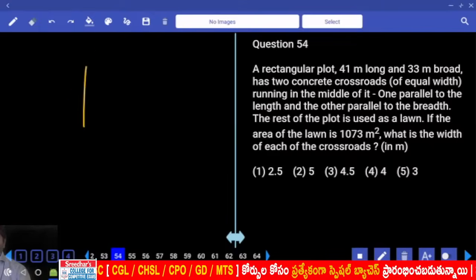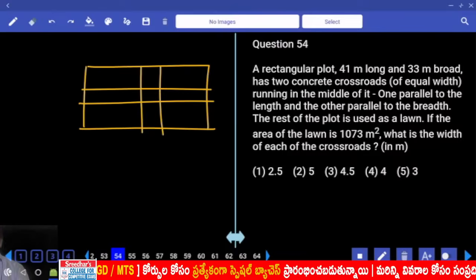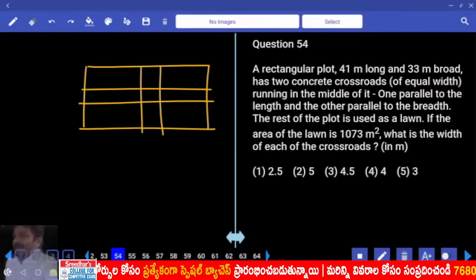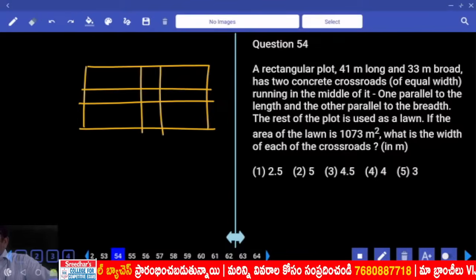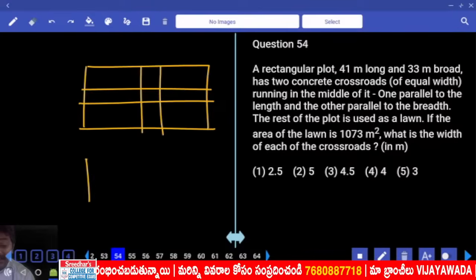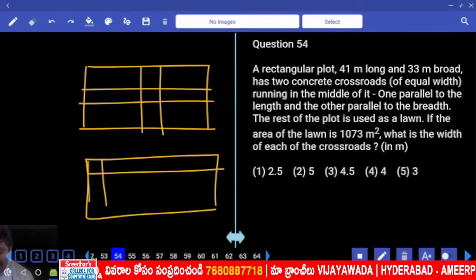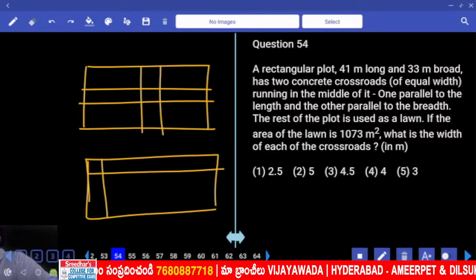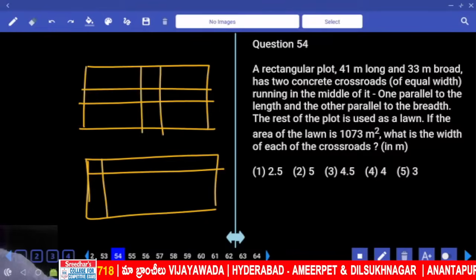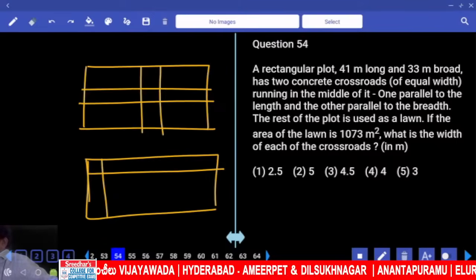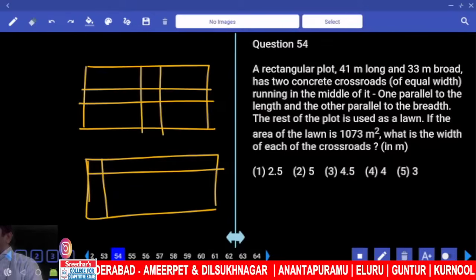Okay. So this is a rectangle and we have 2 roads like this. One parallel to length, one other parallel to breadth. If we have crossroad like this, what we will do? We will adjust roads. One parallel to length, the other parallel to breadth. Like this we will adjust. That will be more easy. Yes or no? Every time whenever we get crossroad like this, we will take this picture only. Understood?